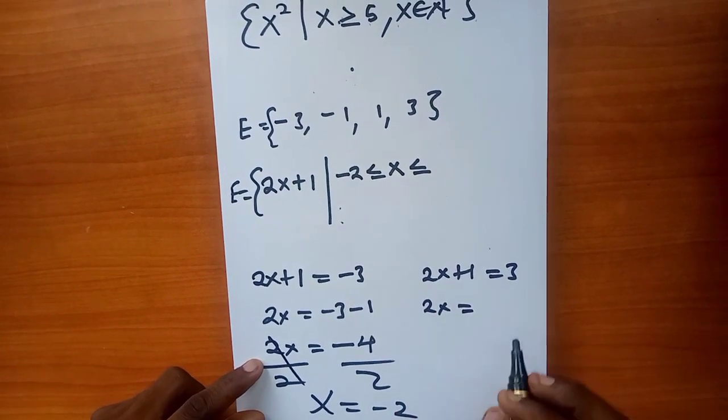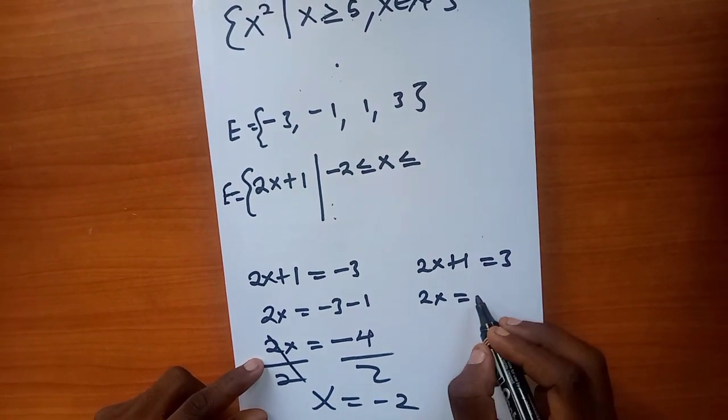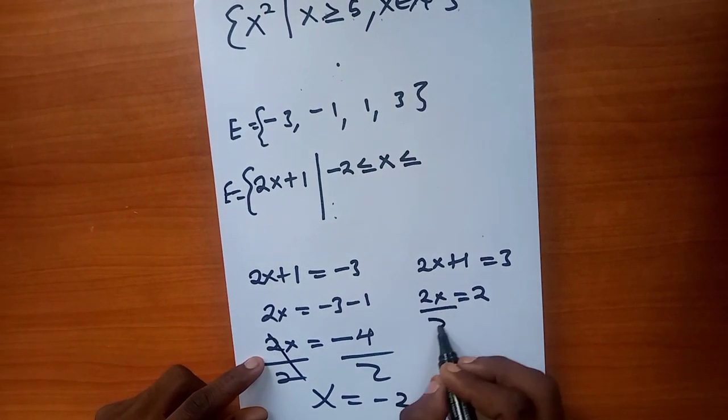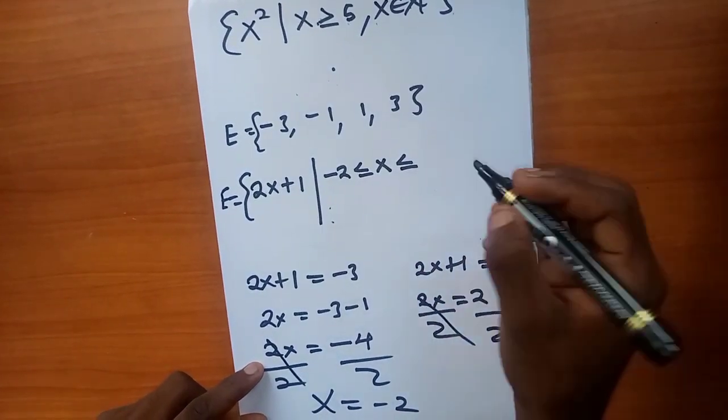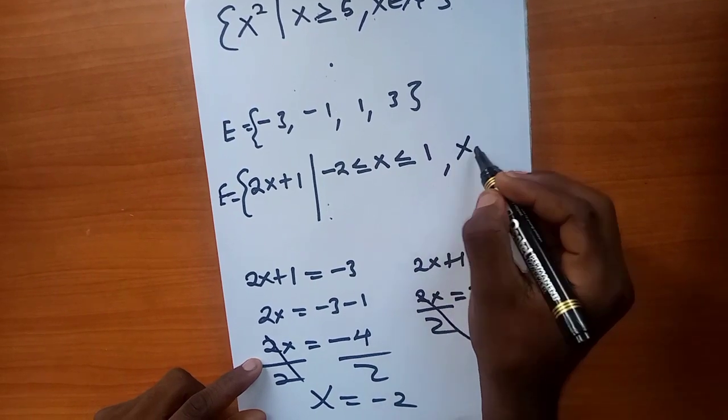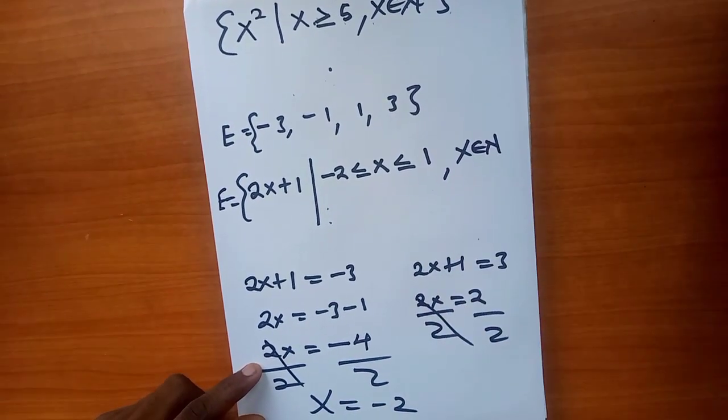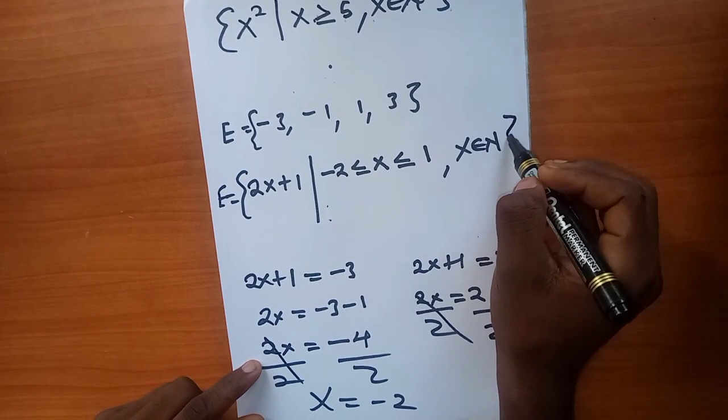2x should be equal to, this goes the other side, so you get 3 minus 1, which is 2, over 2. So what do you get? You get 1. Okay, and x should be a member of natural numbers. Then you can put it like this.